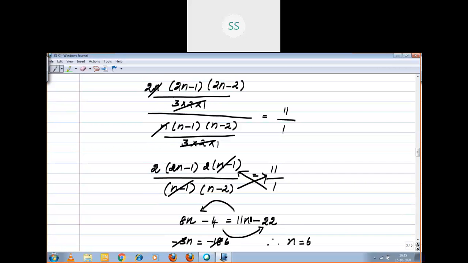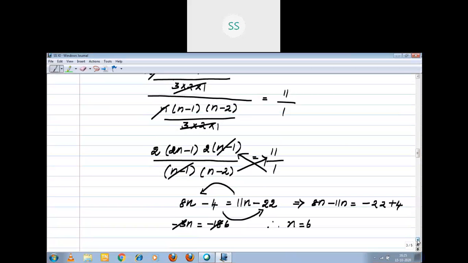The minus 4 will move to this side, the 11n comes to this side, so you will get, which implies, I will write it here, 8n minus 11n equal to minus 22 plus 4. So, minus 3n equal to minus 18. Therefore, n equal to 6.